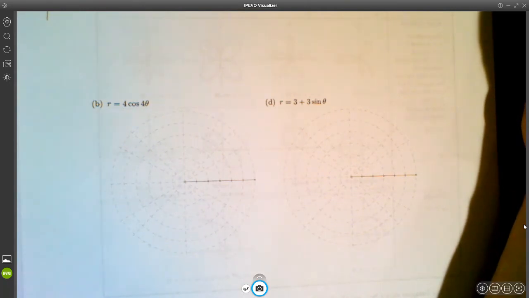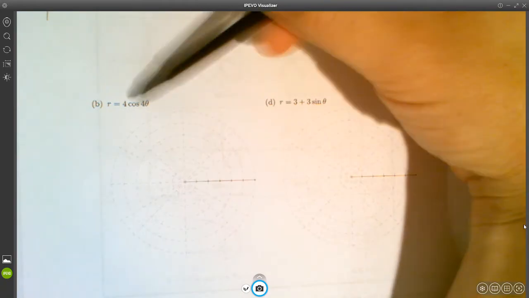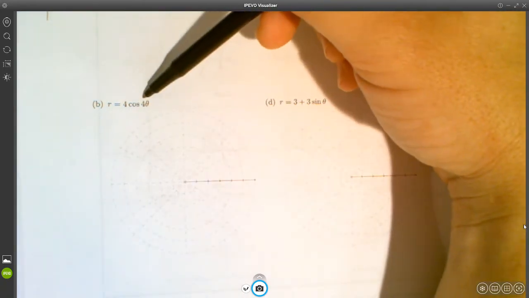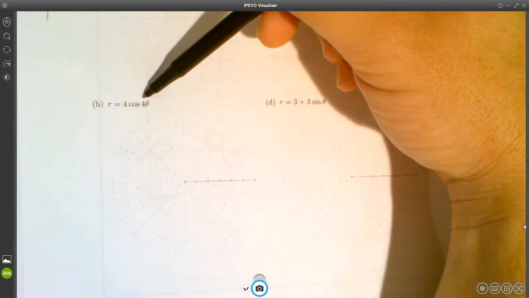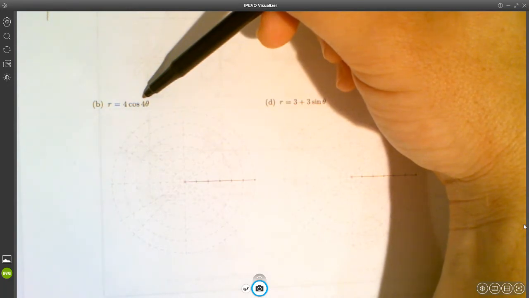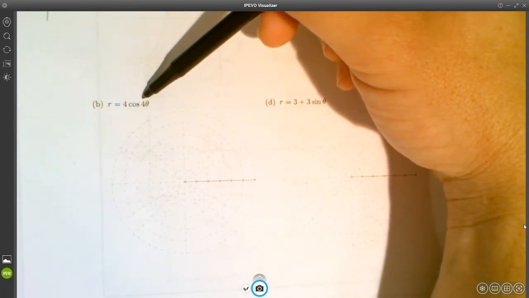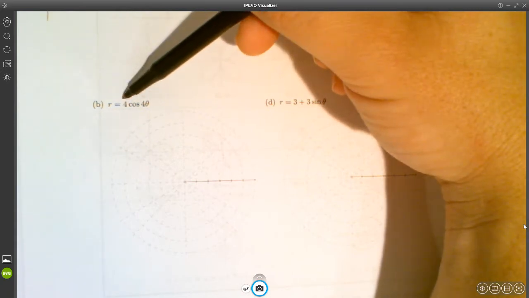Okay, so here's my solution. Another rose curve, like I said. This time n is an even number, so we're going to have twice this many petals. So we're actually going to have 8 petals. Those petals are also going to be 4 units long. They're each going to be 4 units long.